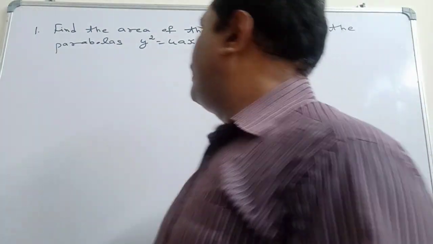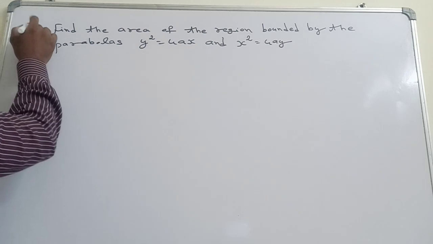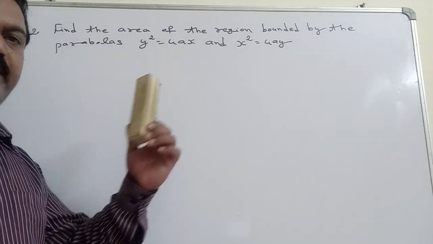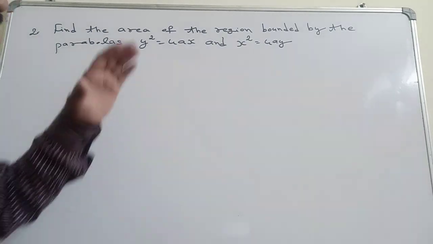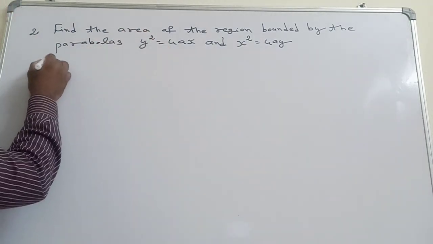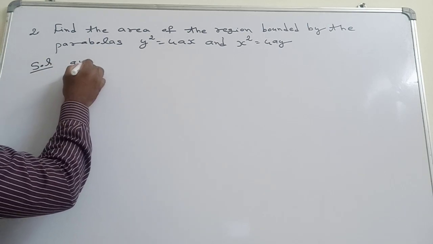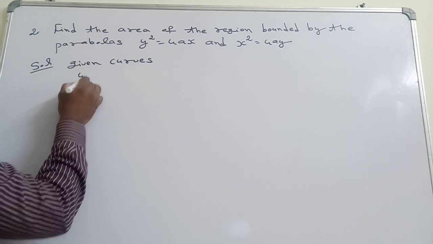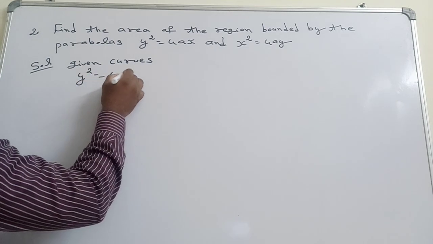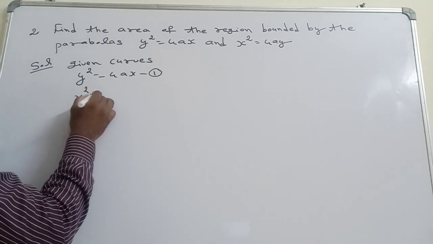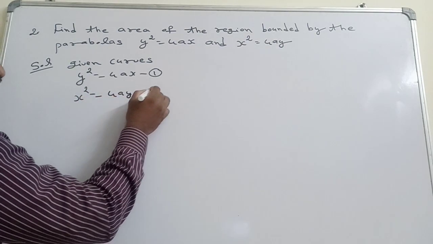That is, the area of the region bounded by the parabolas y square is equal to 4ax and x square is equal to 4ay. How do you find that particular area? Here the given curves are y square is equal to 4ax, call that equation number 1, and x square is equal to 4ay, call that equation number 2.